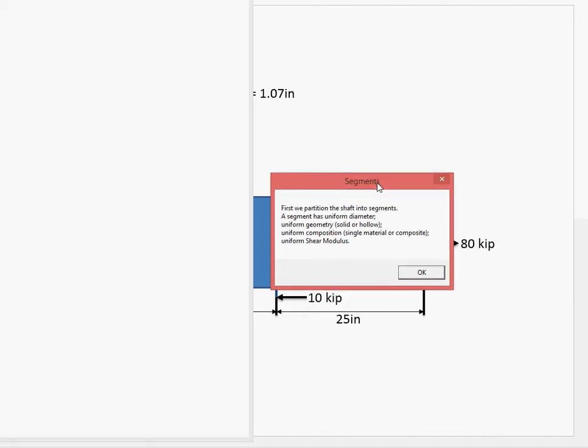Now, first thing that'll pop up here is a box about how to break it up into segments. And it goes through here: uniform diameter, uniform geometry, composition, shear modulus. Basically, segments are going to have uniform everything, and as soon as there's a change, it begins a new segment.